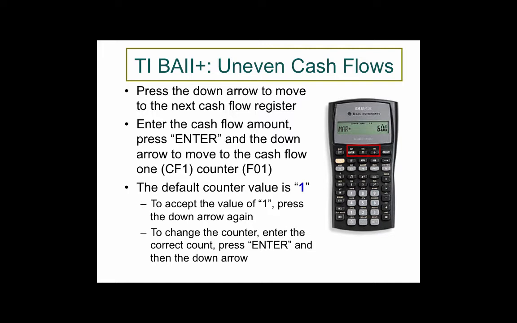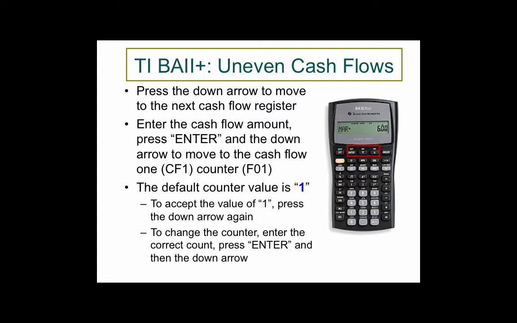If you hit the down arrow again, cash flow 2 should pop up, and so you could go through all of these. In cash flow 2, let's put in $65. Now, this is not year 2 because my frequency is 15, so this is actually year 16. And I'm going to do $65 and hit the down arrow.